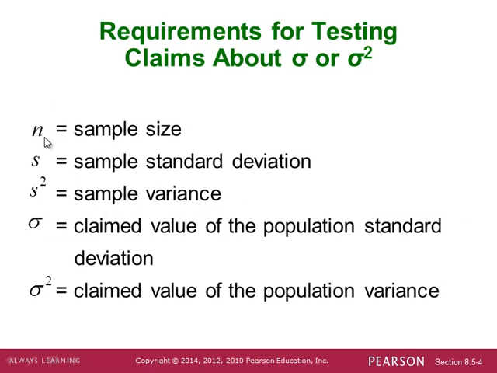Here's the cast of characters. n is the sample size. s is the sample standard deviation. s squared is the sample variance. Sigma is the claimed value of the population standard deviation. And sigma squared is the claimed value of the population variance. All right, you probably already knew that, but sometimes it's good to review.